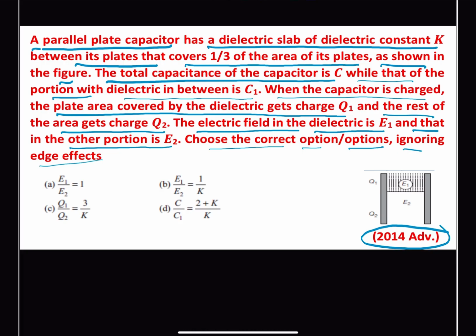So in this case, we are given a parallel plate capacitor which can be divided into two parts. One is with dielectric and another one is without dielectric. With dielectric is having electric field E1, charge Q1, without has E2 and charge Q2. And the area covered by the dielectric is 1/3 of the total area of the plates. That's a given thing to us.